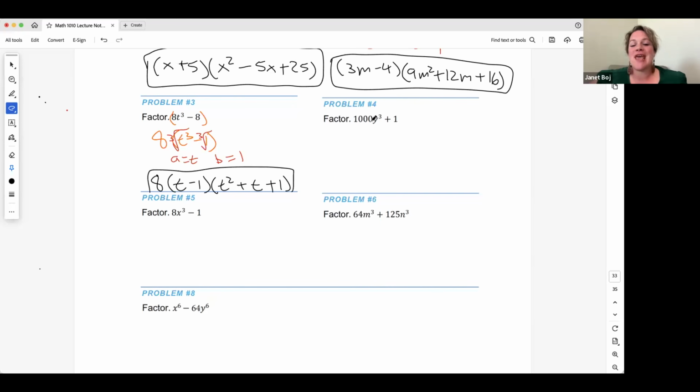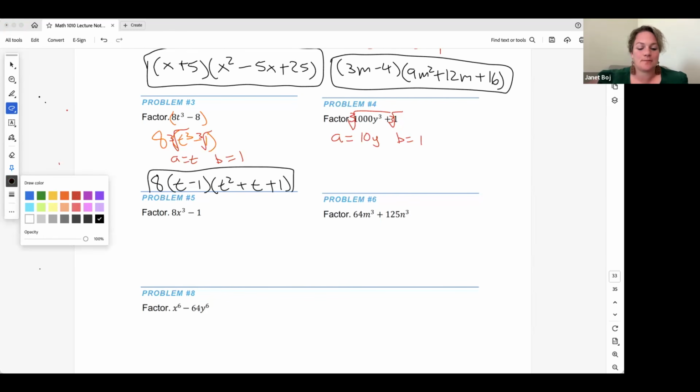Let's keep going. Is there anything I can factor out on number 4? No. So I go ahead and take the cube root of each piece so I can find a and b. A will be 10y, b will be 1. And now I plug this in.